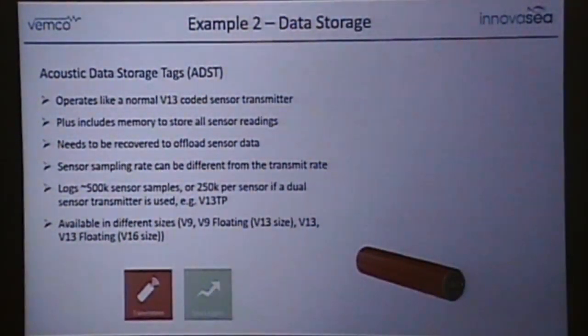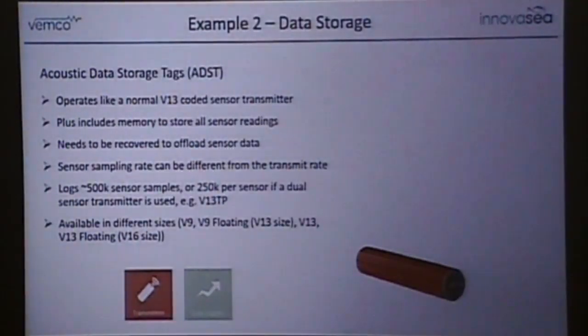So the second example that I want to get into today is data storage tags, acoustic data storage tags. They operate like normal coded sensor transmitters. Coded transmitters are tags or transmitters that have a unique ID, so you know which individual you have tagged. But they also include memory to store the sensor readings that I mentioned. And to offload all the sensor data, you have to recover those units.